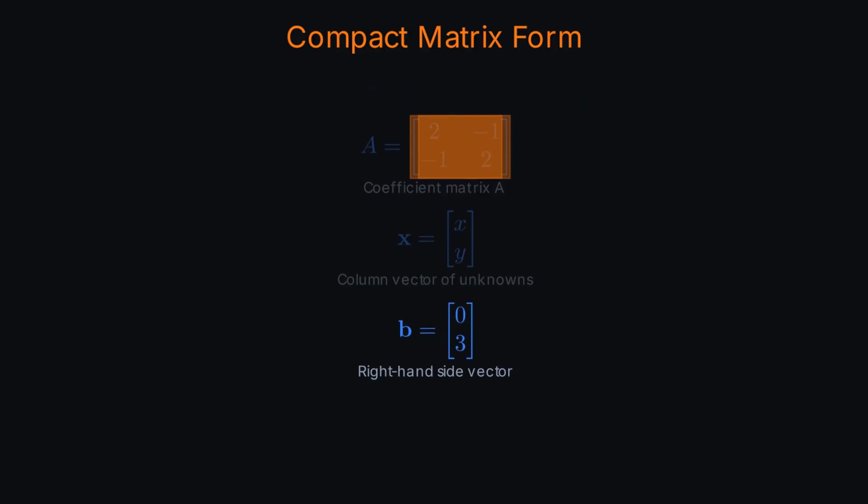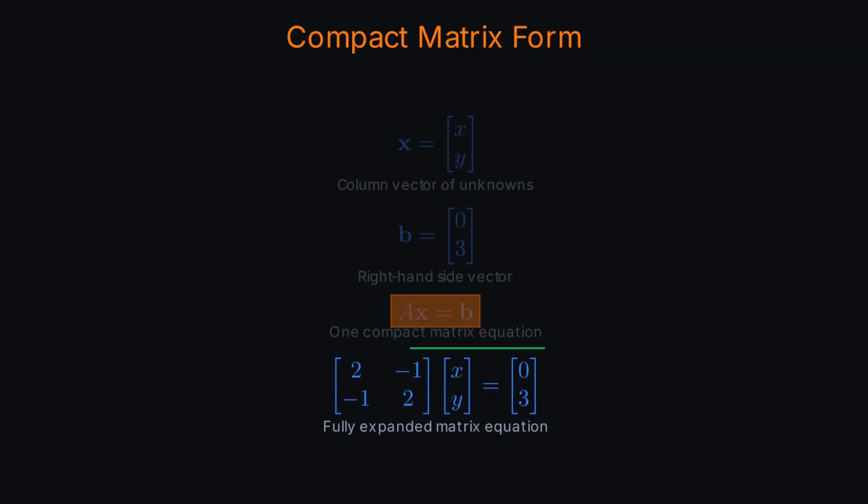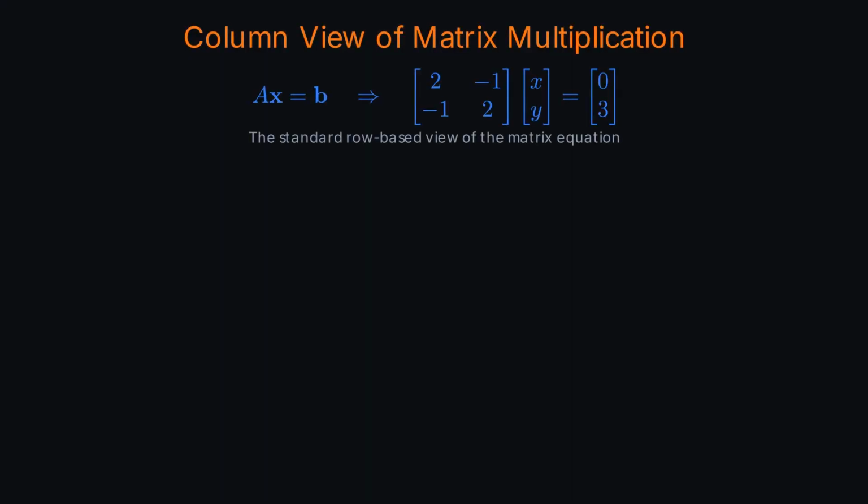Now the entire system collapses into one single equation, A times x equals B. That is the matrix 2, -1, -1, 2 times the vector x, y equals the vector 0, 3. One equation instead of 2, or instead of 1,000 if the system were larger. This is the compact language of linear algebra. The matrix form is clean, but it hides something beautiful.